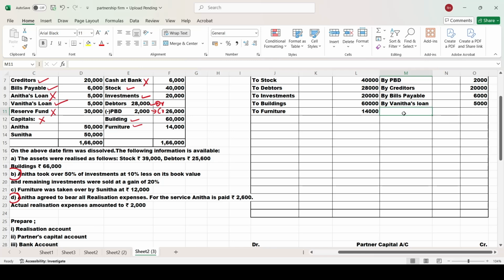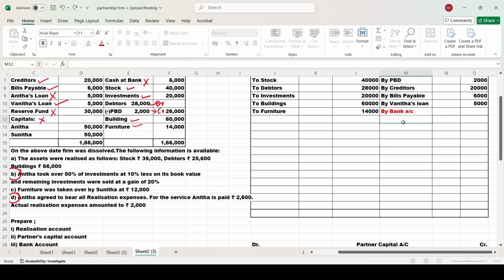Ma'am, what if both the information is given in the problem? If both are given, you always take the bank account only. Usually these transactions will happen through a bank. So we'll take a bank account if both the information is available. Now we'll write by bank account.